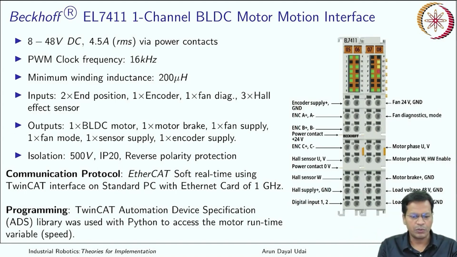Then the output: one is for the BLDC motor, that is, all the phase wires, three UVW. Then you have one for fan mode, one for sensor supply, one for encoder supply. So all the outputs go to the different attachments which are there in the motor. That makes it an actuator. It has 500 volt isolation, IP20, reverse polarity protection, and so on and so forth.